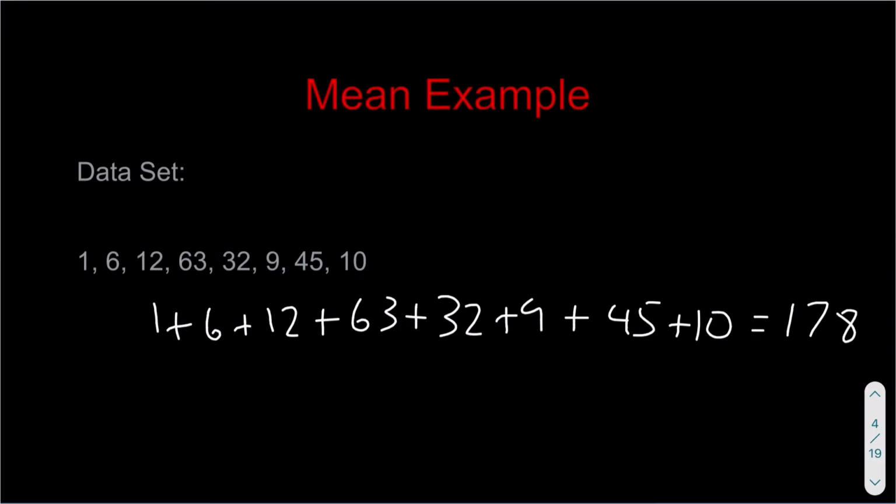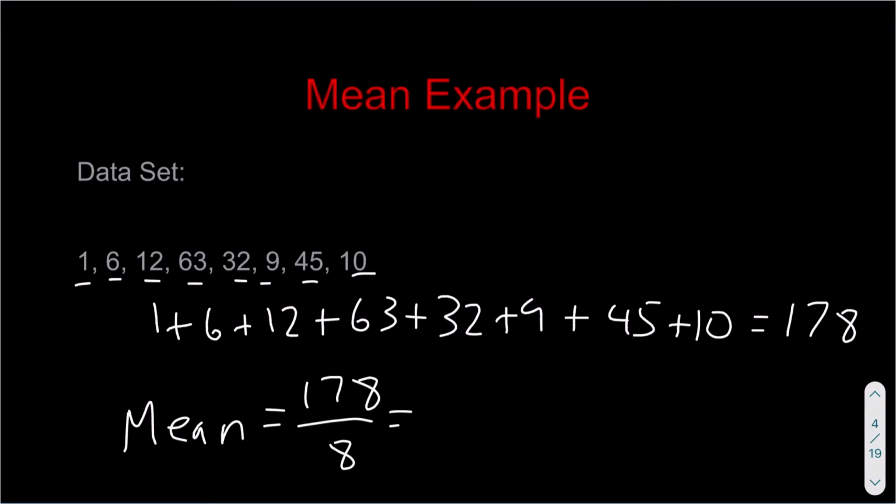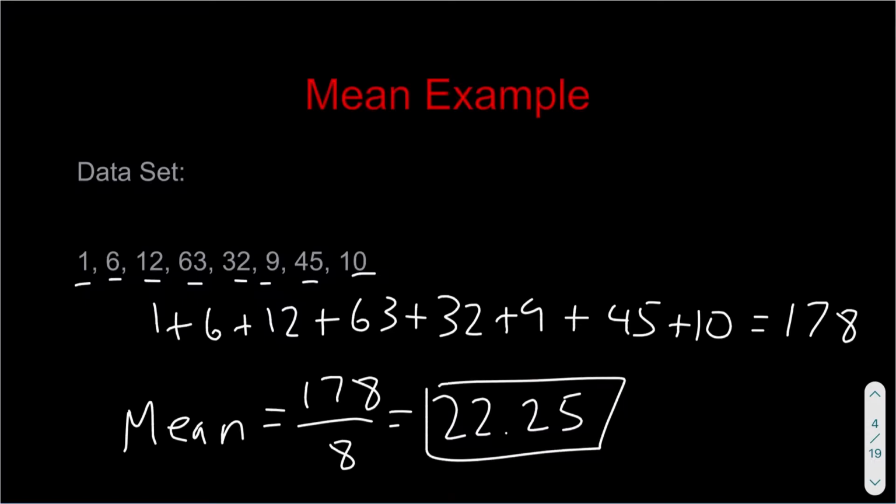And how many numbers are in the data set? Well, there's 1, 2, 3, 4, 5, 6, 7, 8. So the mean is 178 divided by 8, which is equal to 22.25. So that's the mean of this data set.